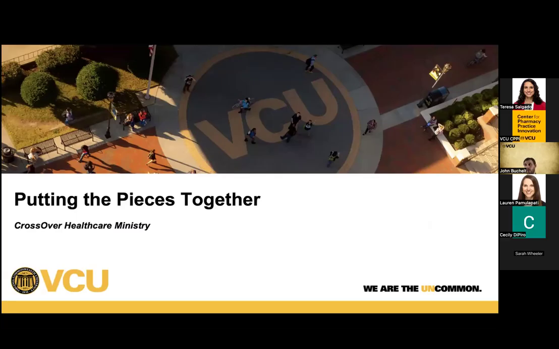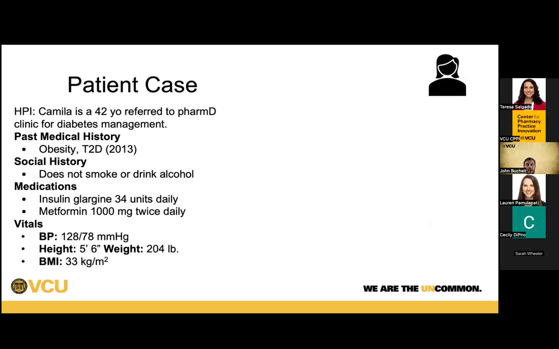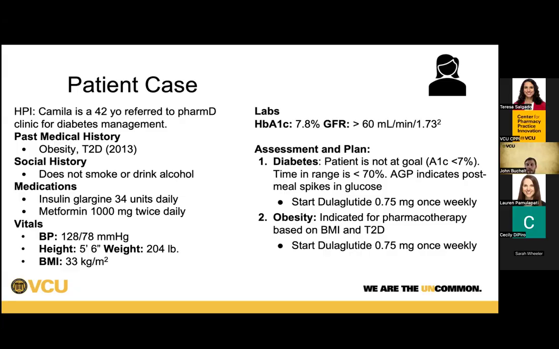So let's walk through one example here and make sure that hopefully we're on the same page with everything. We have Camilla, a 42-year-old referred to the PharmD clinic for diabetes management. She has a past medical history of obesity and type 2 diabetes. She's currently taking insulin glargine 34 units daily and metformin 1,000 mg twice daily. You can also see some vital signs here at the bottom left. Her labs today: her A1C is 7.8%. Her GFR is greater than 60.